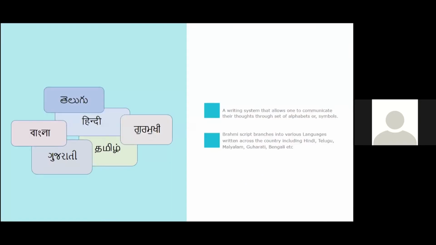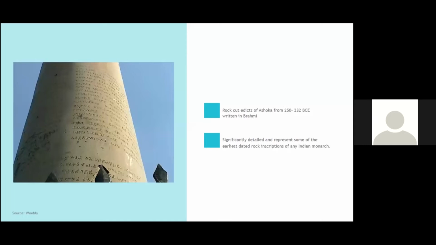A script, as we know, is a writing system that allows one to communicate their idea in a language through set of alphabets or symbols. The evolution in this domain starts right from the time of pictograph and petroglyphs. In Indian context, Brahmi is known to be the originator of most of the scripts we have across the country today, including Devanagari, Bengali, Gujarati, etc. Talking about the Brahmi, this is one of the known Brahmi inscription from rock cut edicts of Ashoka. The emergence of Devanagari can be traced back from the Brahmi through Nagari and Gupta scripts.